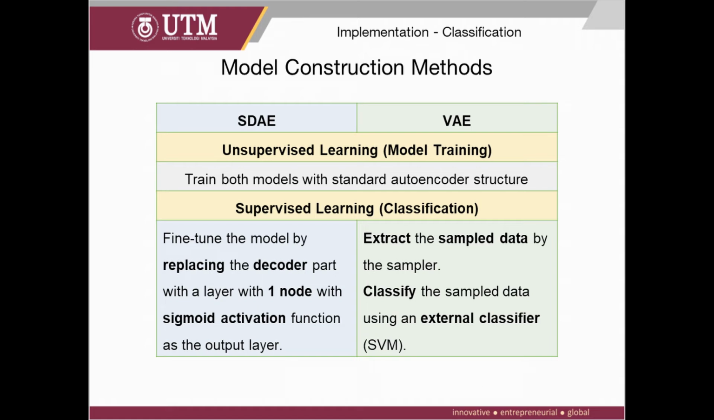For the VAE model, the sample data by the sampler are extracted, and then an external classifier, or in this case an SVM model, is used to classify the sample data. The reason behind using the external classifier for the VAE model will be discussed later.